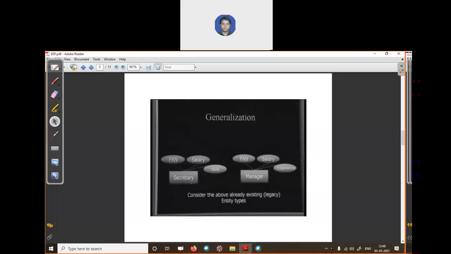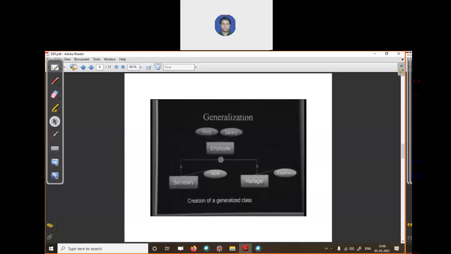Is it possible to club these two entities into a single entity type? Here you can see we club secretary and manager into a single entity type, employee. So employee is a generalized entity type, and its attributes are PAN number and salary. The specialized attribute of secretary is skills, and the specialized attribute of manager is experience. So this process is called the generalization process. We took two entity types and clubbed them into one entity type, employee.